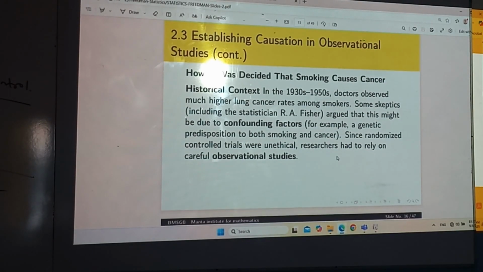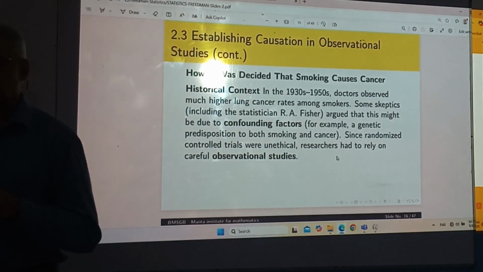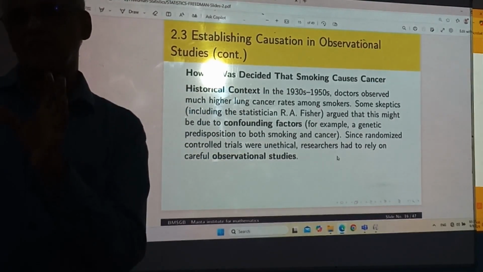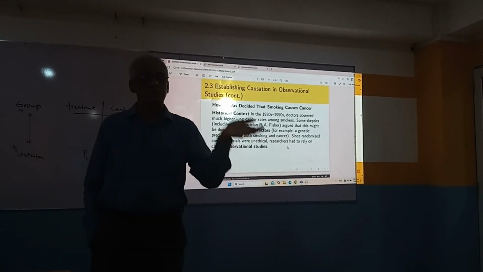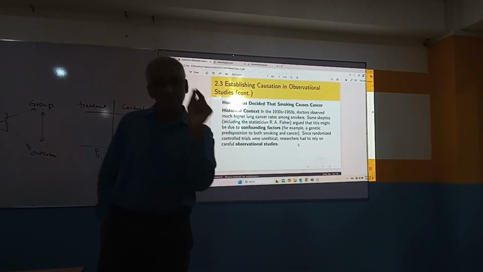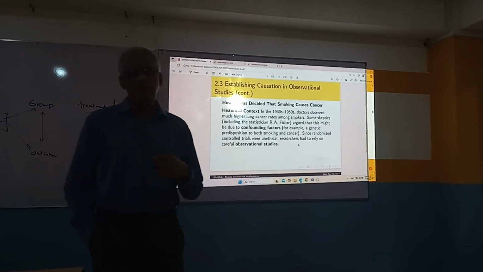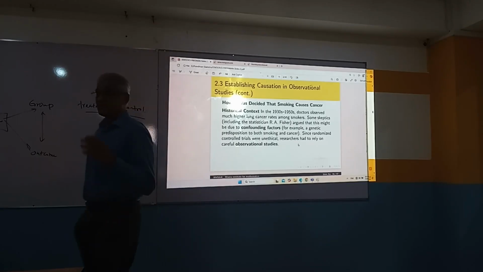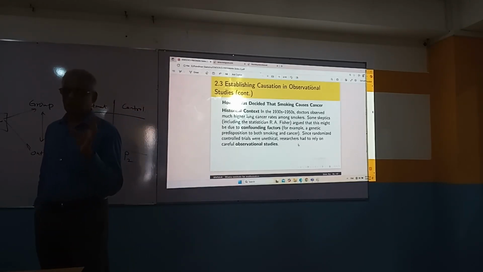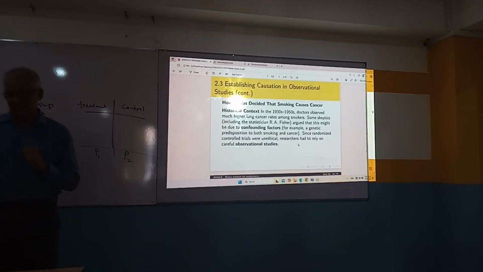So let's see, now earlier we said that smoking causes cancer. People have already decided that. When you say smoking causes cancer, it doesn't mean that everybody who smokes gets cancer. What it really means is that the risk of cancer increases when you smoke. But when people say smoking causes cancer, it gets into the minds of the people. Otherwise, if you talk about risk, people won't worry about that. So that's why the definition is like that.